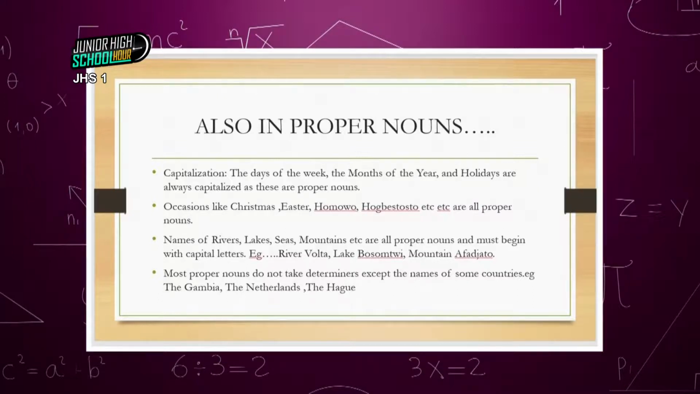Now, most proper nouns do not take determiners except the names of some countries. So we have, for example, the Gambia, the Netherlands, and the Hague.